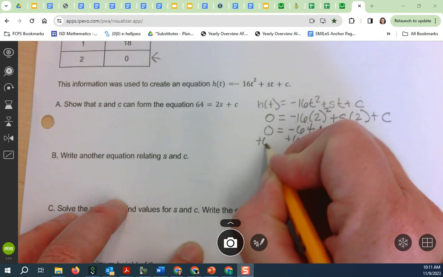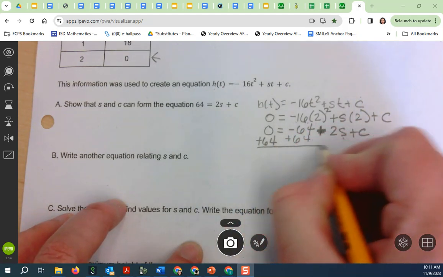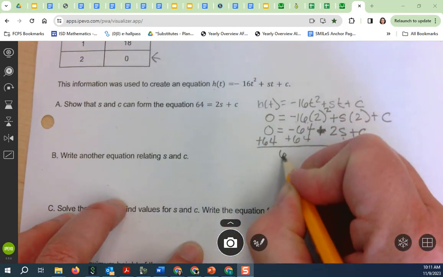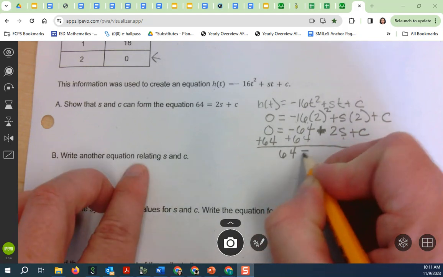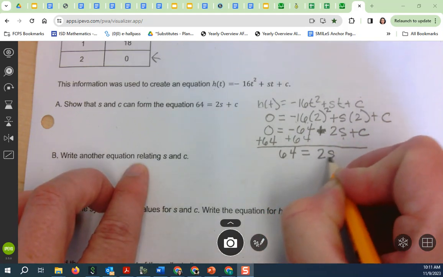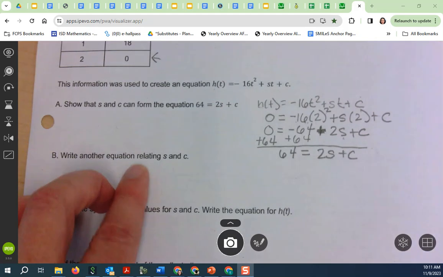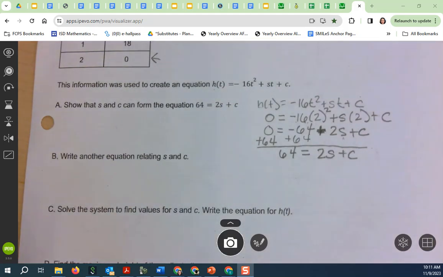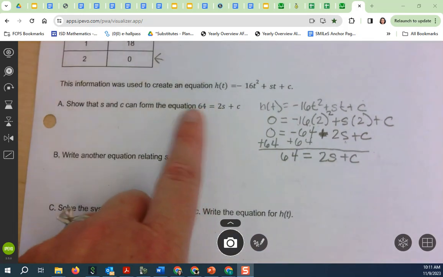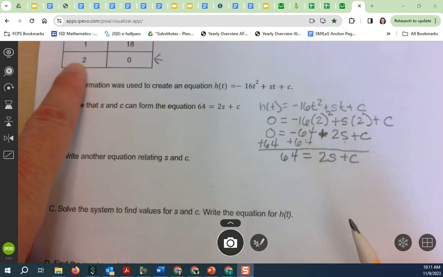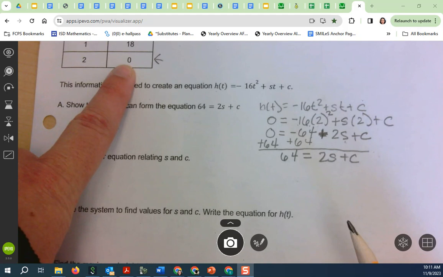And you do want to show your steps because the question says show that, right? So it doesn't mean, is this true? They're telling you it's true. They want you to show that it's true. Okay? So notice I used the last line to make that by substituting in for t and for h of t.